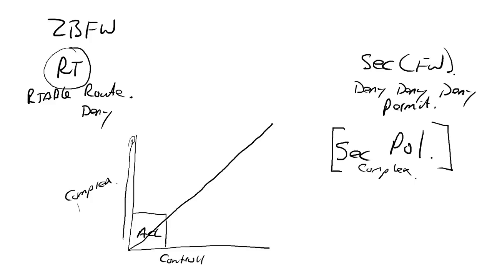I draw a little box there because at this point I'll say the default behavior would be routing. At a certain point what you do is you switch over to a firewalling function.